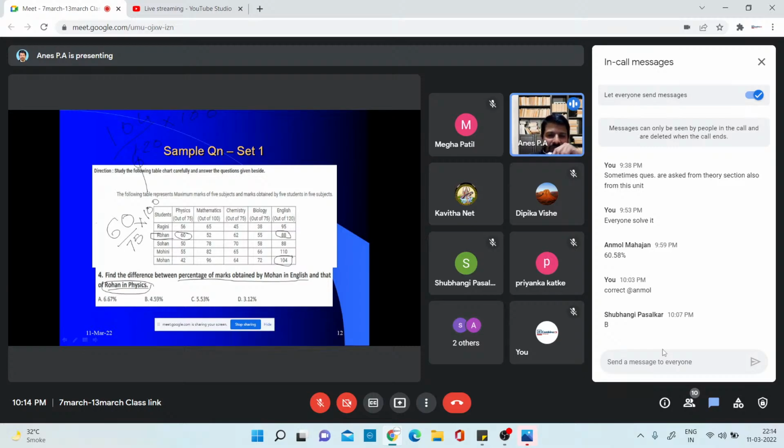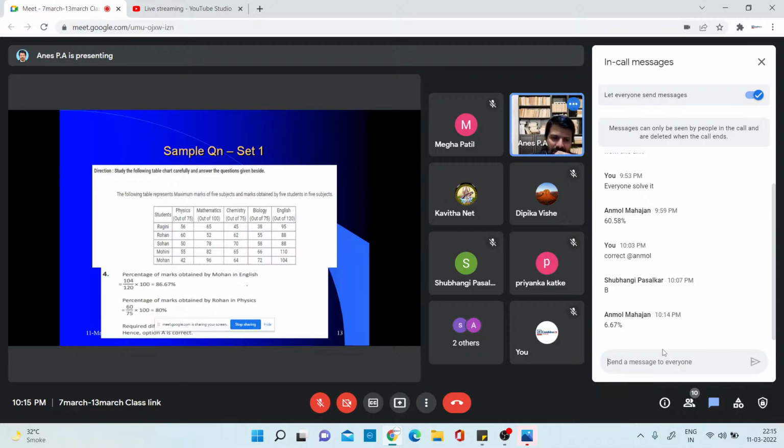Okay. So after finding these two percentage marks, what's the question asking here? What is that? Find the difference between percentage. So we need to just subtract these two percentage values we find out here. Actually, I am not doing that calculation here.